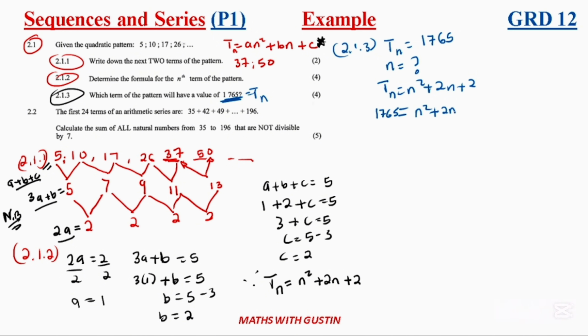Okay, good stuff. So now here we're going to take this 1765 to the other side of the equation. So we're going to have n squared plus 2n plus 2, therefore this will be minus 1765 equals 0. Great stuff. So now n squared plus 2n, this will give us n squared plus n minus 1763 equals 0.